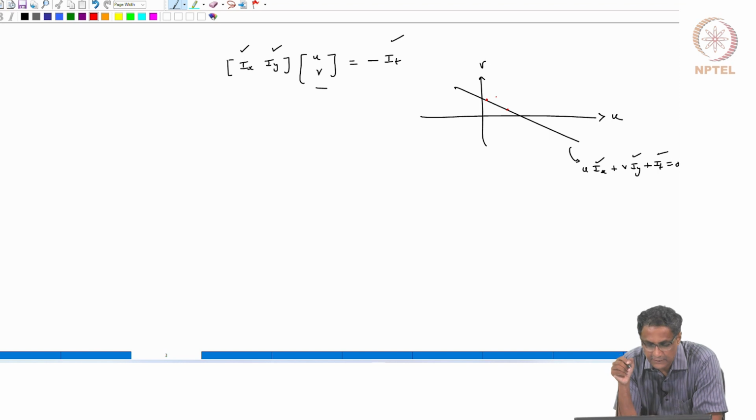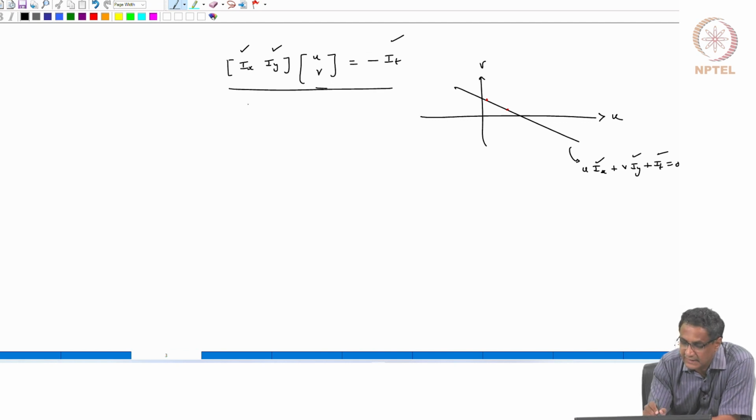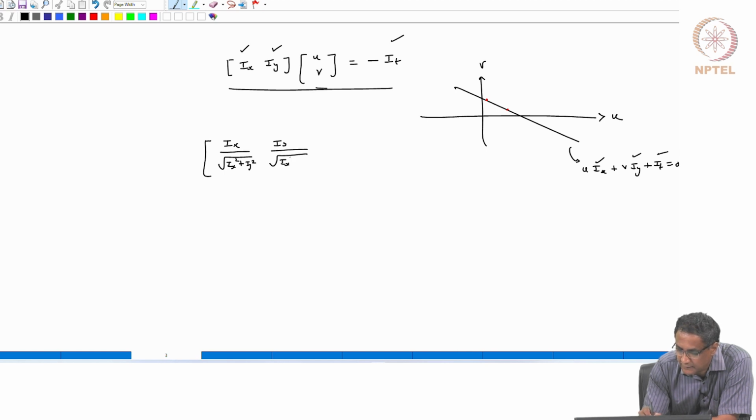But then, things are not so bad. So what we can do is, suppose I take this equation and scale it by root of Ix square plus Iy square. So I will write this as Ix by root of Ix square plus Iy square, and then Iy by root of Ix square plus Iy square, and then I have u v, and I also scale the right side, minus It by root of Ix square plus Iy square.